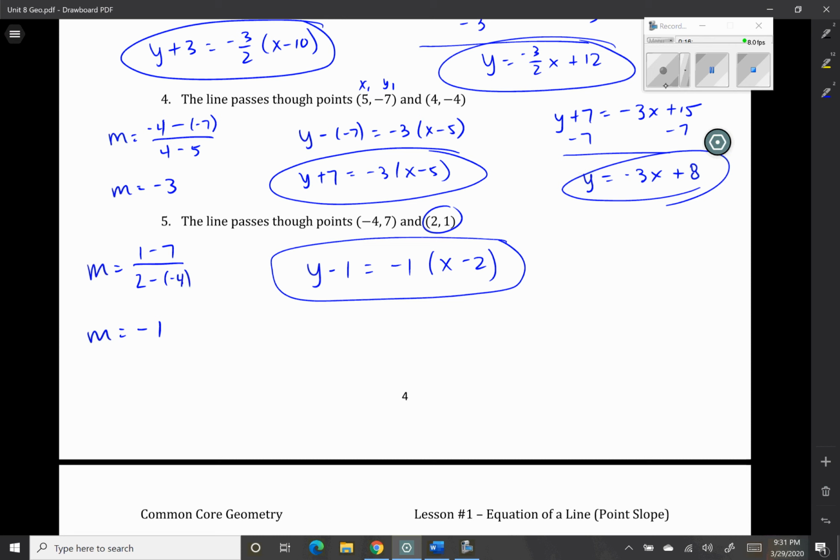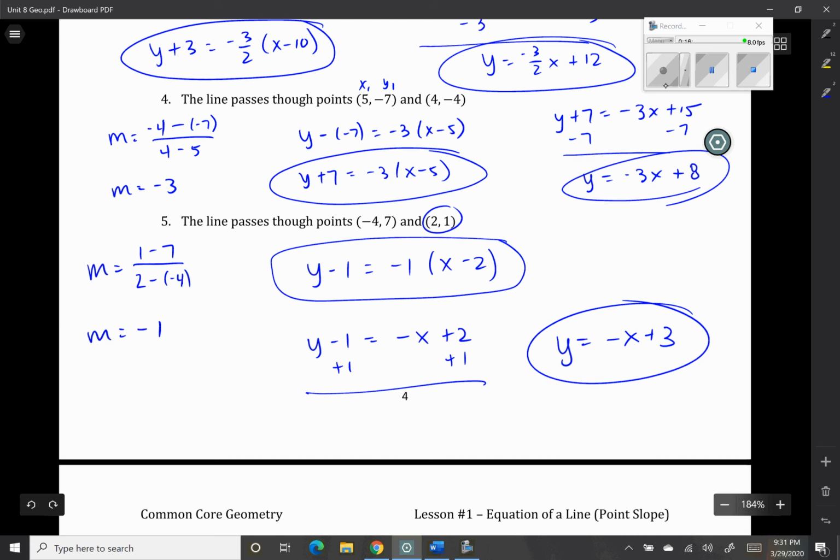Now, if we do some distributing, we'd have y minus 1 equals negative x plus 2. Add 1 to the other side, and we get our final equation of y equals negative x plus 3. We would have got the same answer if you used the other point.